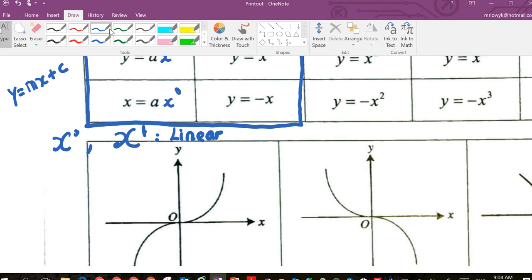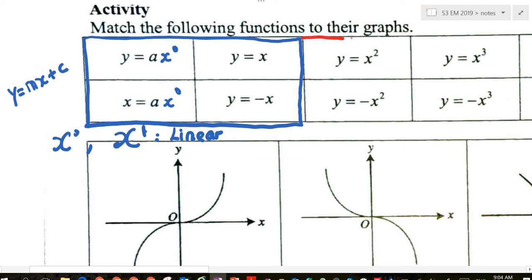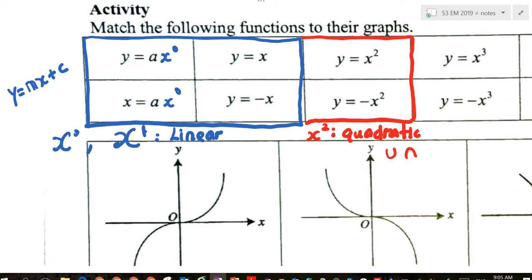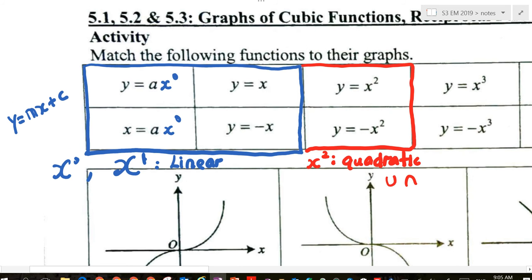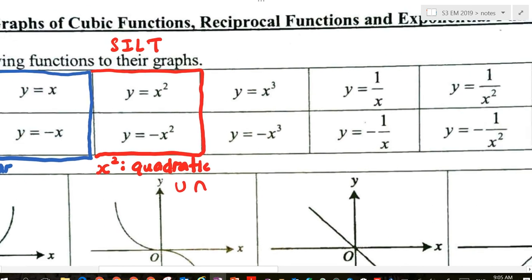Now, can I use the second color to introduce this graph? This graph is called the what graph? Quadratic. Now, quadratic is famous for the U or the N shape graph. So you need to recognize. This chapter is all about recognizing first. And to sketch this graph, we use the famous SILT. Okay. Next.